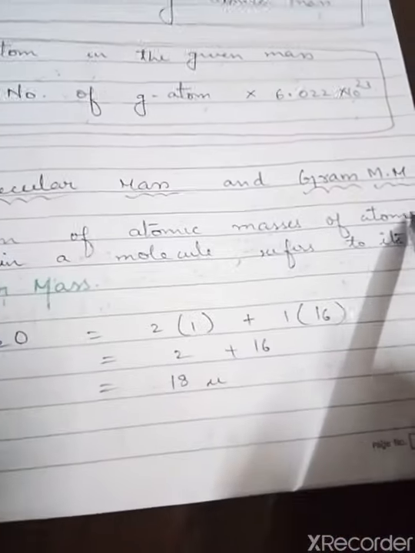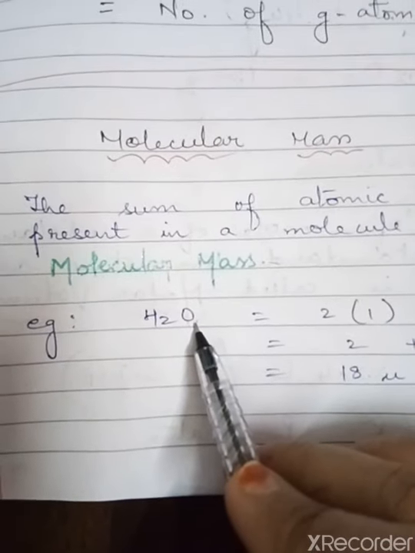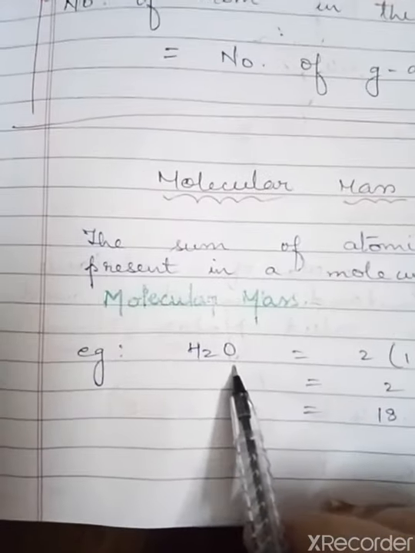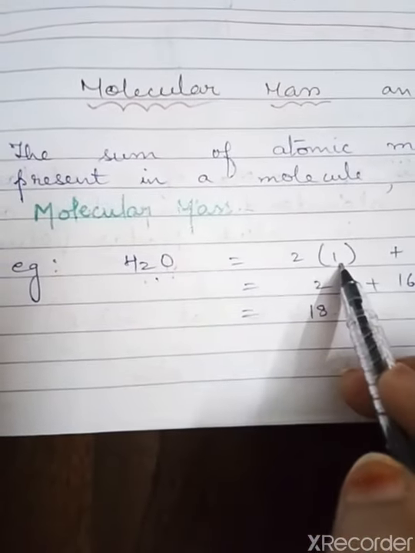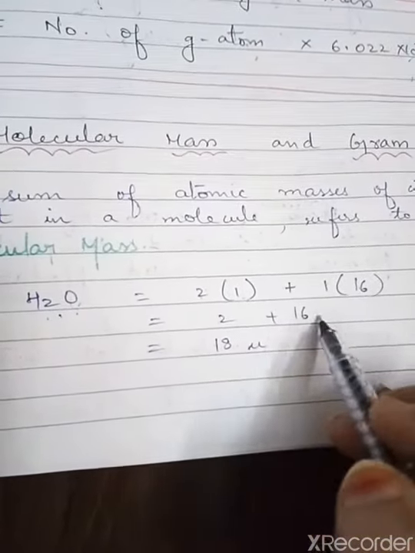GAM, gram atomic mass. Now we'll study molar molecular mass and gram molecular mass. So the sum of atomic masses of the atoms present in a molecule refers to its molecular mass. So molecular mass is nothing, it's the atomic mass of all the atoms that are present in a molecule. So for example, water का मुझे molecular mass निकालना है. I know the formula of water, that is H2O. 2 hydrogen atom, each hydrogen atom has a mass 1, so 2 into 1. 1 oxygen atom having a mass 16, so 2 plus 16, that is 18 U, that is a molecular mass.